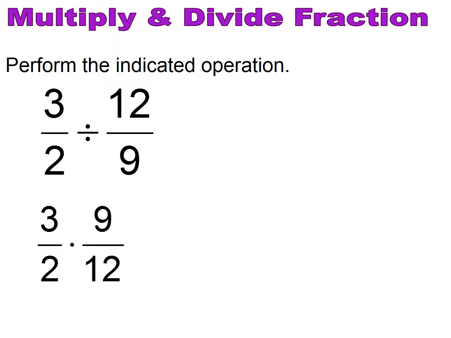Again, you're going to keep the first fraction, change it to multiplication, and flip the second fraction. We're going to simplify here, and then we're going to multiply across. So your solution should be 9 over 8.